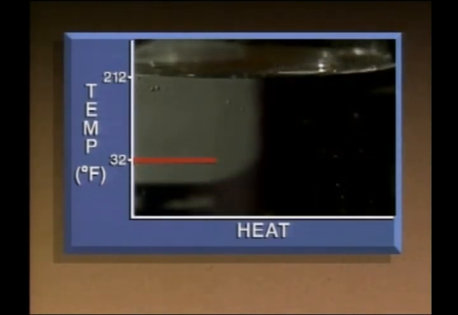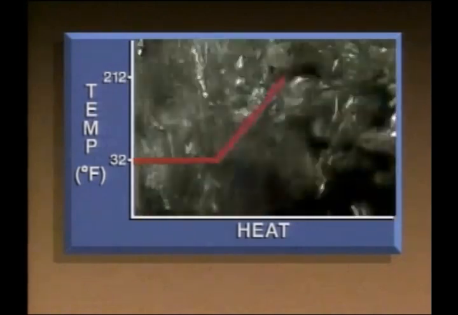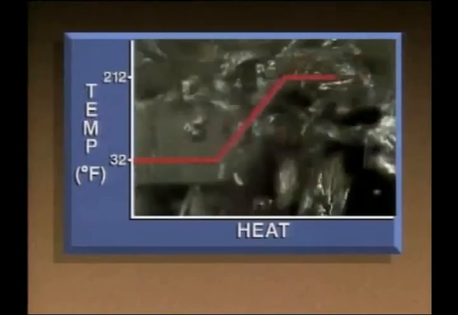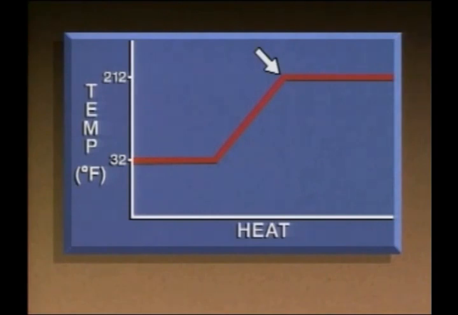Now that the ice is melted, the addition of heat does produce a temperature change. At 212 degrees, the water boils into steam, but the temperature stays the same. The water undergoes a phase change, but not a temperature change. At 212 degrees, the latent heat causes the molecules to move fast enough to overcome the molecular forces holding them together. When the molecules absorb enough latent heat, they leave the water as steam.